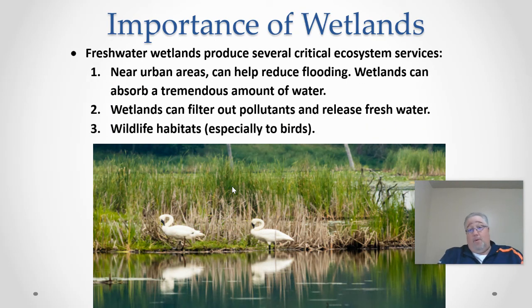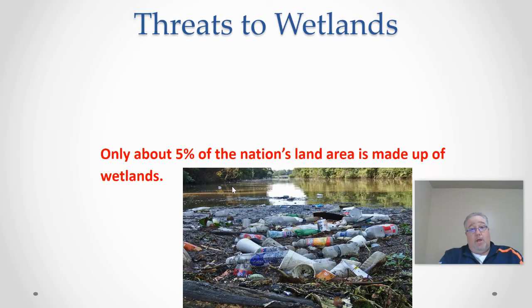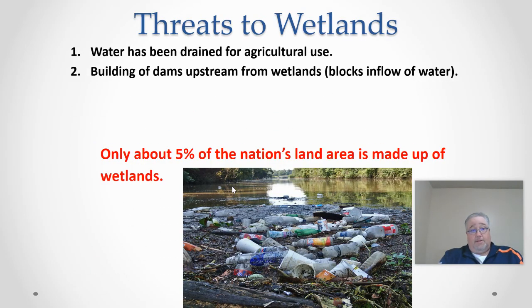And then finally, probably one of the most important things is it's a habitat. Lots of living things depend on wetlands. A lot of times the wetland will act as the breeding grounds for a lot of birds, migratory species. And if you remove that, then they won't have anywhere to breed. So that's a big problem as well. So make sure we know some of those importances.